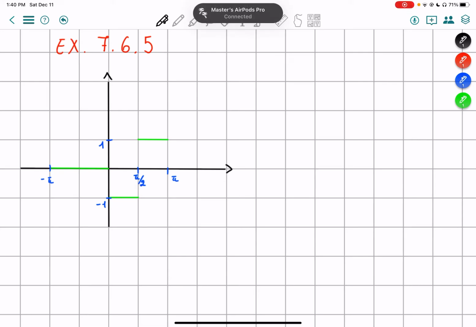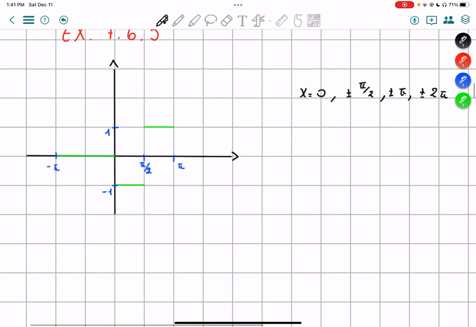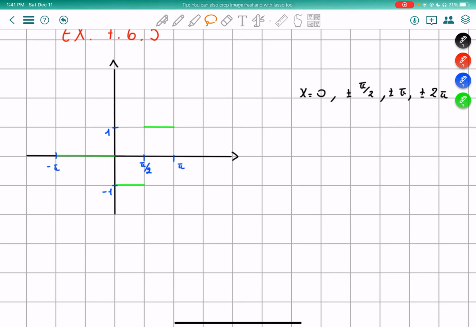For problem number 5, chapter 7, section 6, we're asked to use Dirichlet's theorem, I'm not sure how to pronounce it, to find the values at which the Fourier series converges, for example, at x equals 0, when x equals plus or minus pi over 2, plus or minus pi, and plus or minus 2 pi.